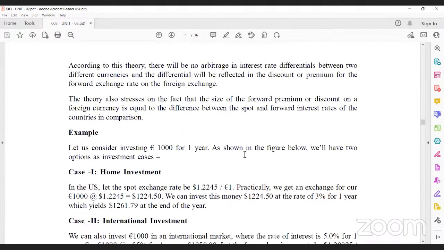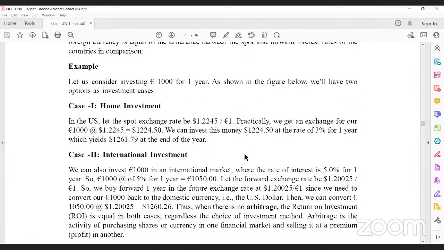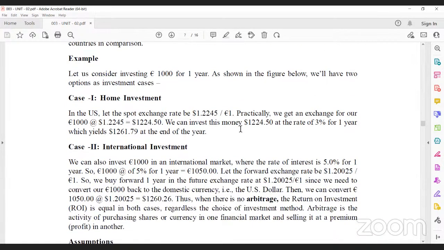Basically, this theory supports that there will be no arbitrage in interest rate differentials between two different countries. And the differentials will be reflected in the discount or premium for the forward exchange rate on the foreign currencies. Now let's see, the cases are given here: home investments and international investments.